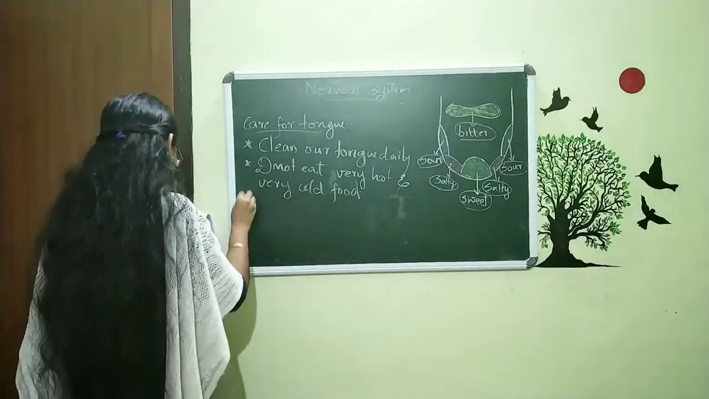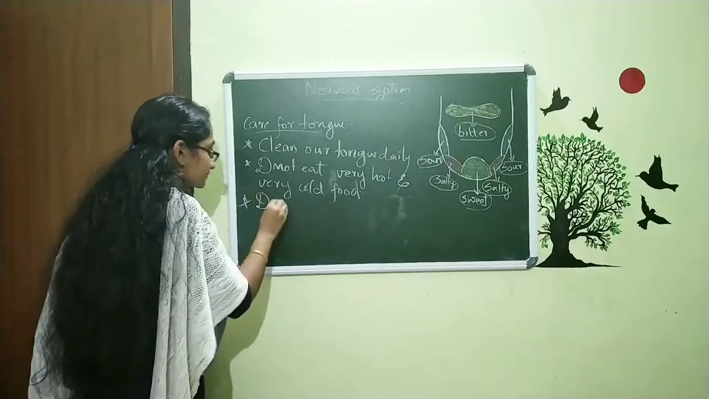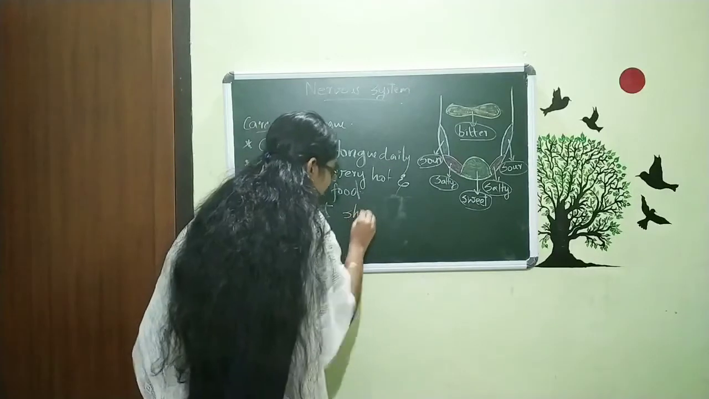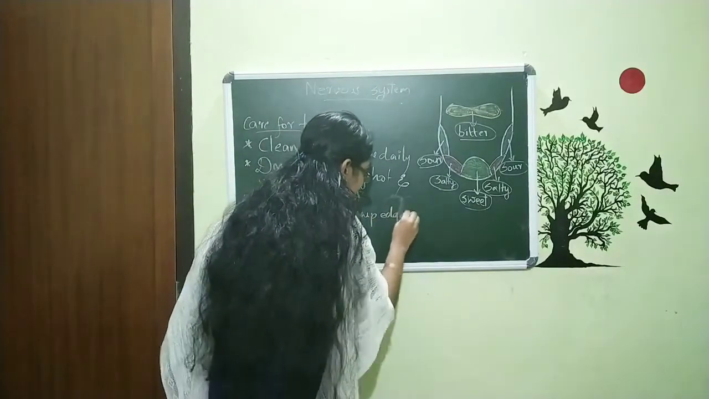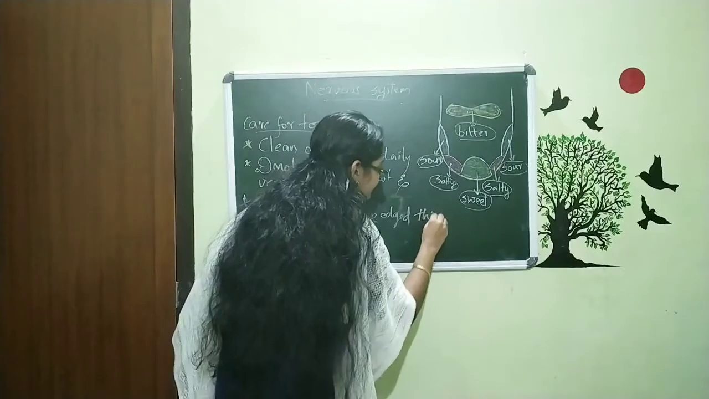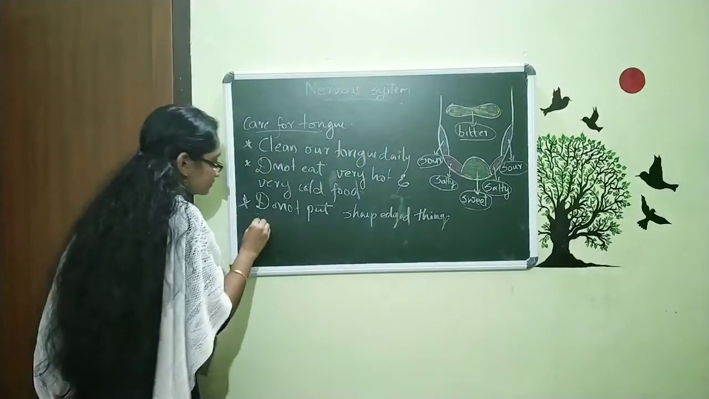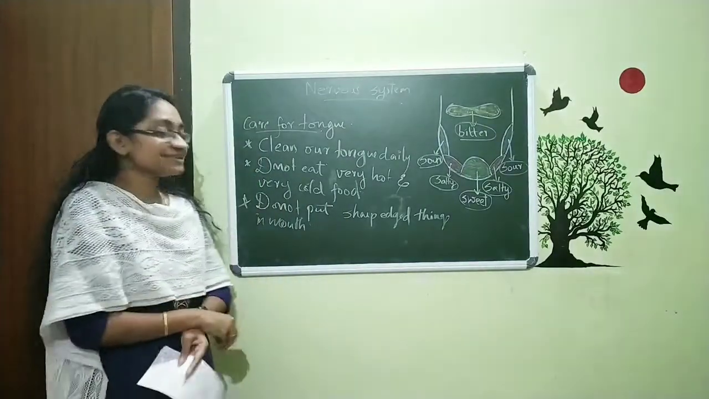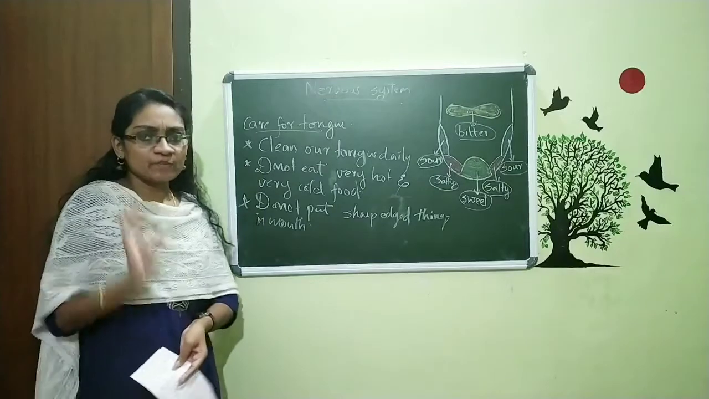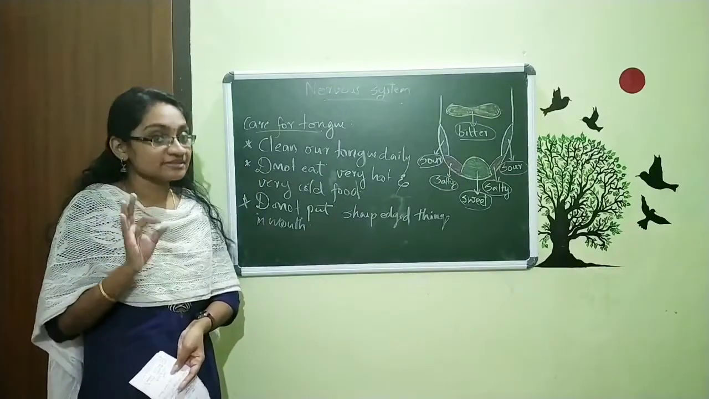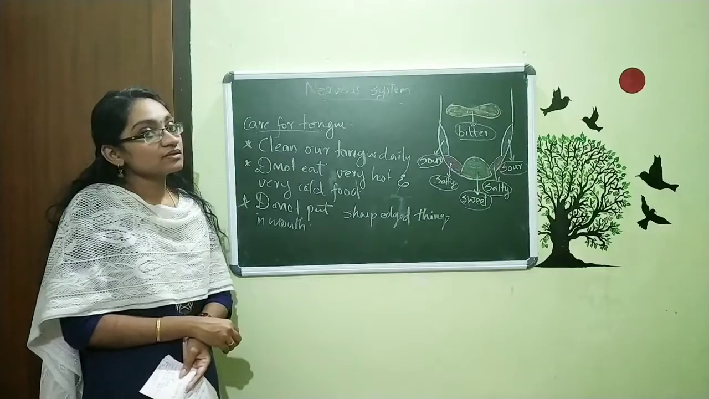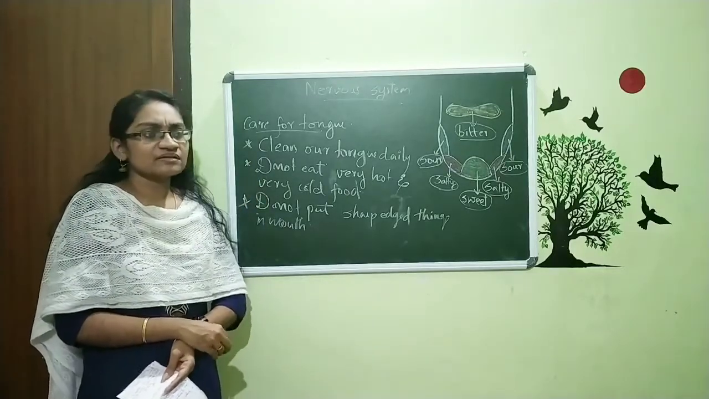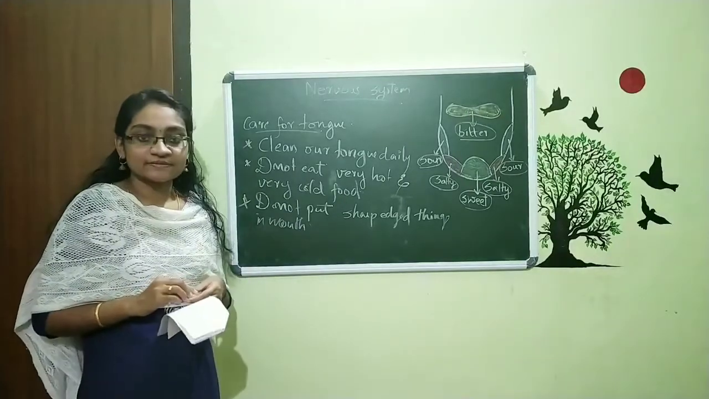The next point is this: do not put sharp edged things in the mouth. Do not put sharp edged things like a blade in the mouth. What happens? It will damage our tongue and it will affect our taste, and also our tongue has another use also. What is that?